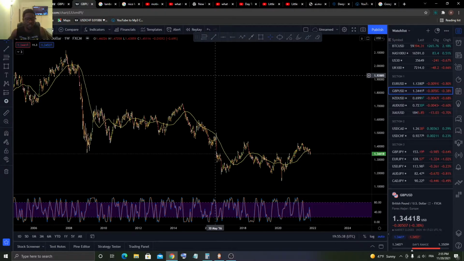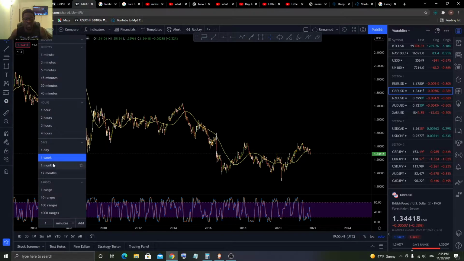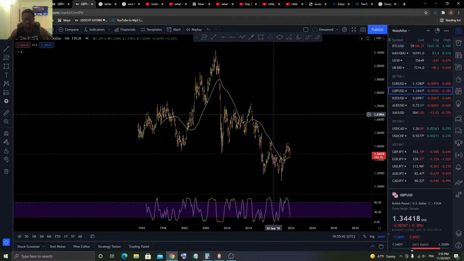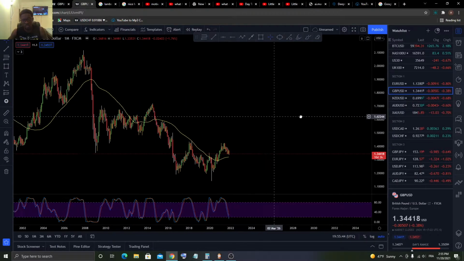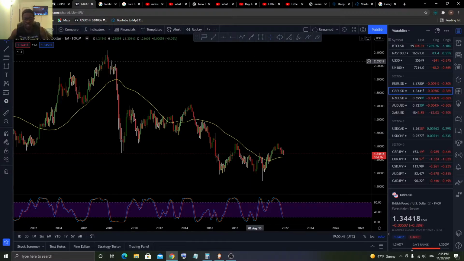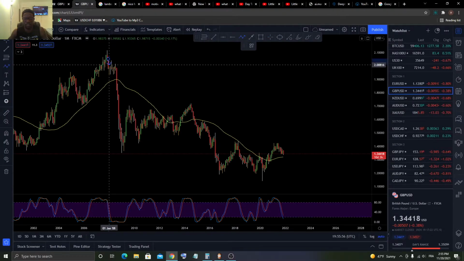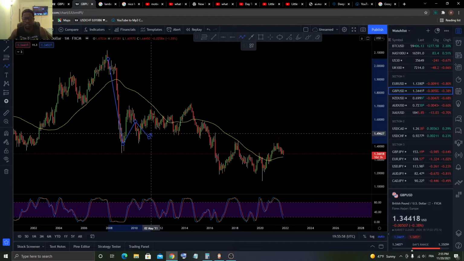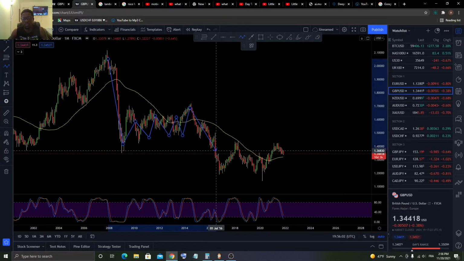So this is GBP USD. We are in the weekly. Let's go to the monthly to see. So this is the monthly. As you can see in the monthly, price is going down, right? Look at this, price is going down. Retrace, this is a consolidation, and then it drops again, right?